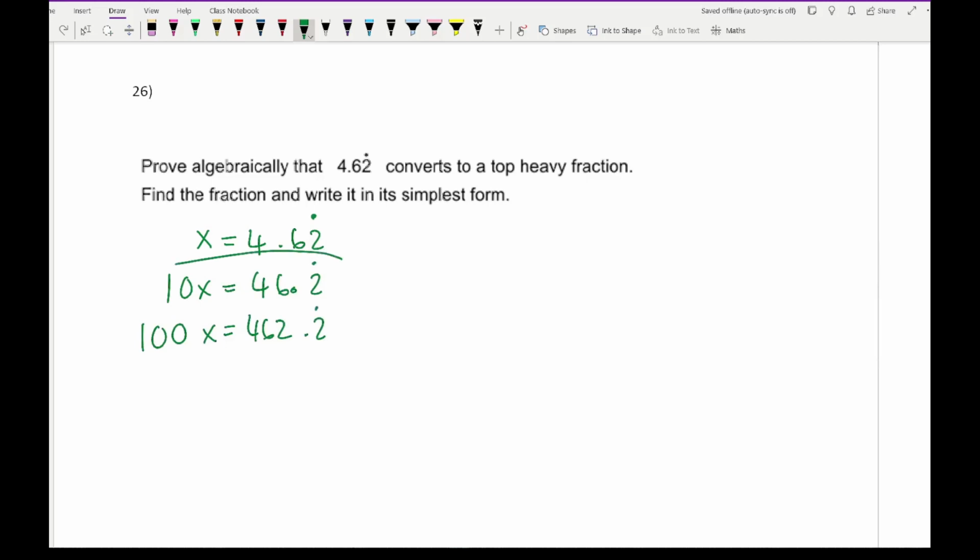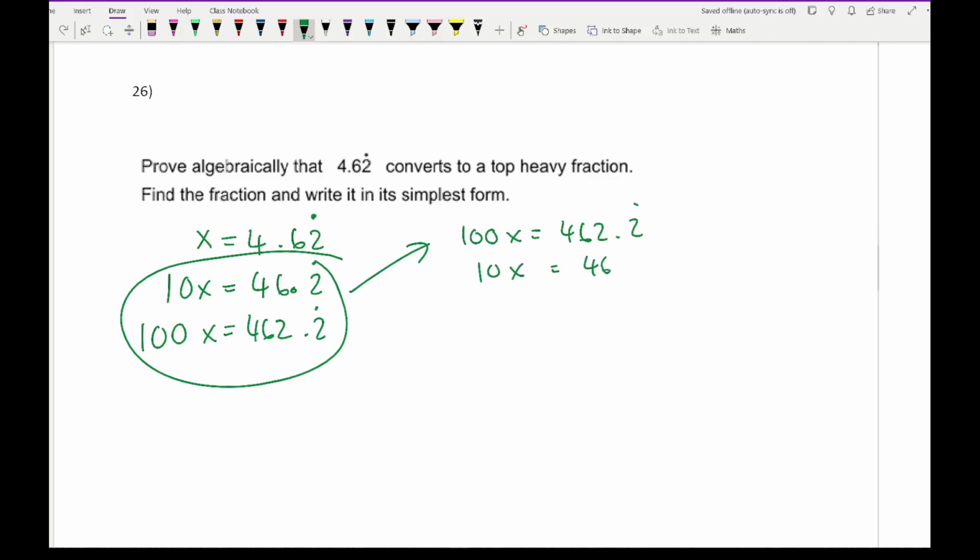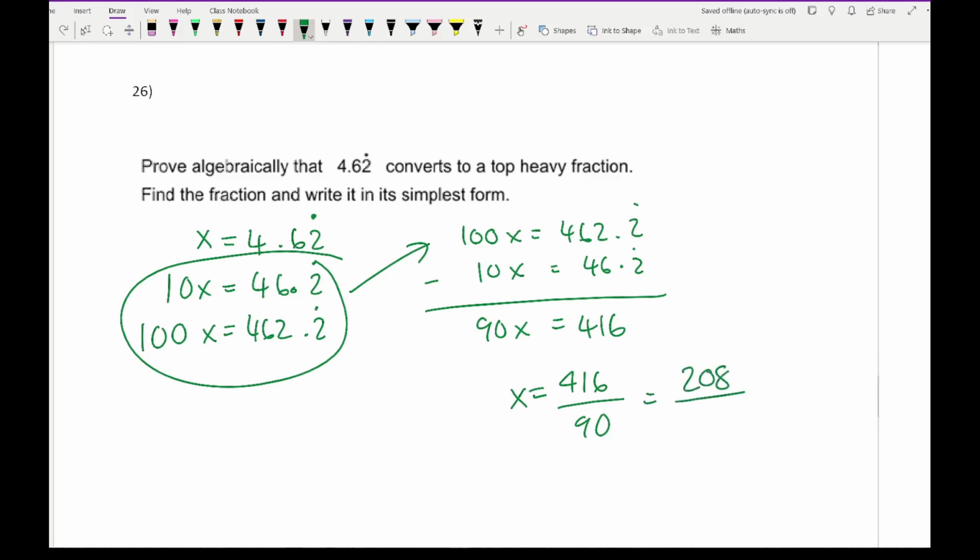Then using these two things, I get 100x, which is 462.2 recurring, 10x, which is 46.2 recurring. If I take away those two things, I end up with 90x equals, and then I end up with 416. So then x equals 416 over 90. And if I type that into my calculator, I get an answer of 208 over 45.